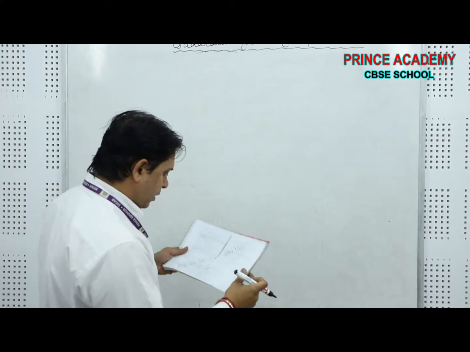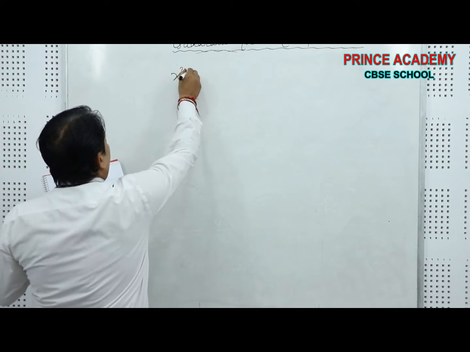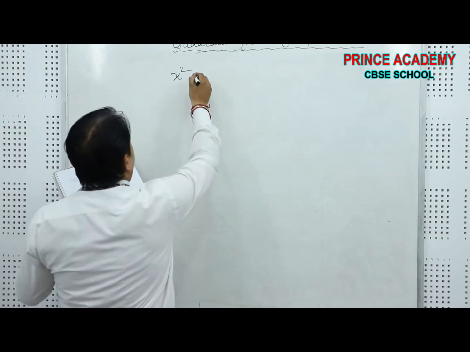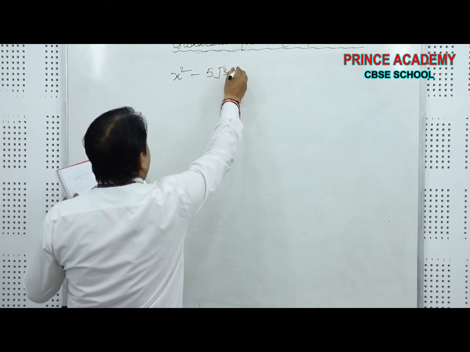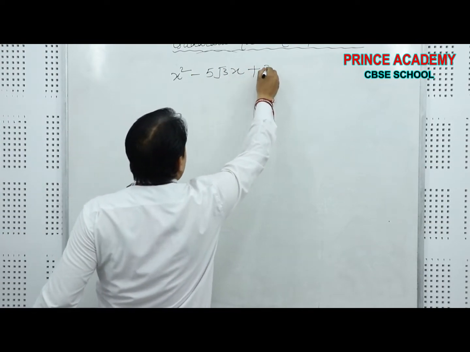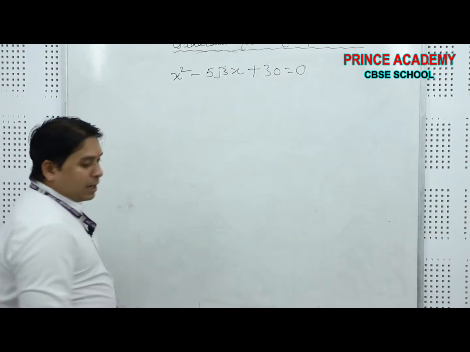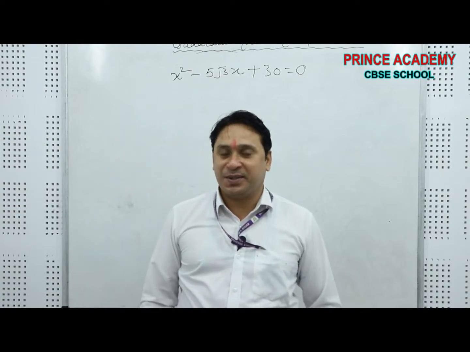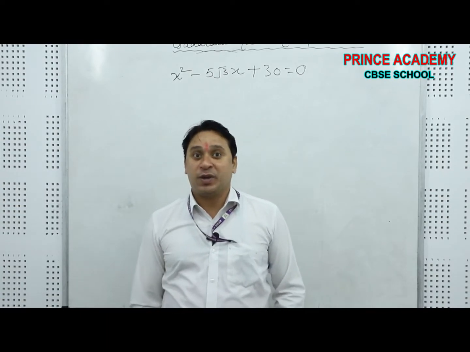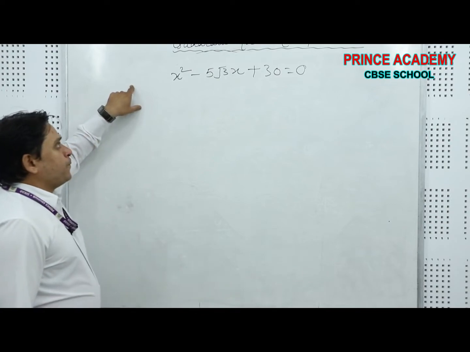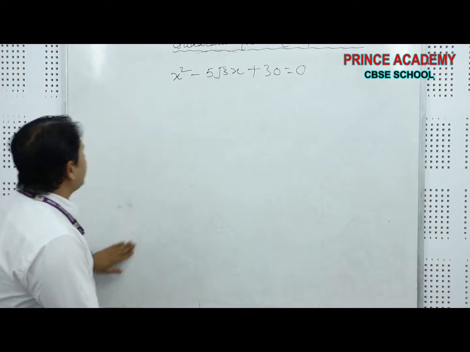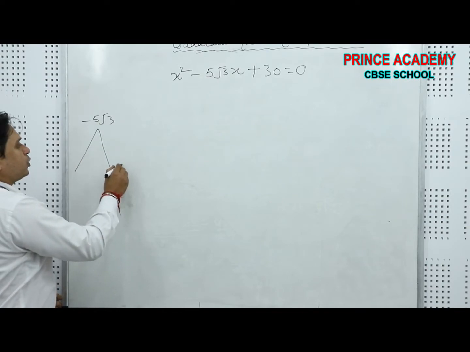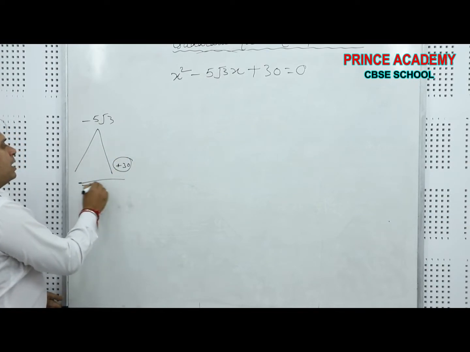See, x square. Oh, one step is easy. We do not have to make the coefficient of x square 1 here. x square minus 5 root 3 x plus 30 is equal to 0. Now see beta, what we can do here. Minus 5 root 3 is to be broken into two parts whose product is root 30. I am not able to.